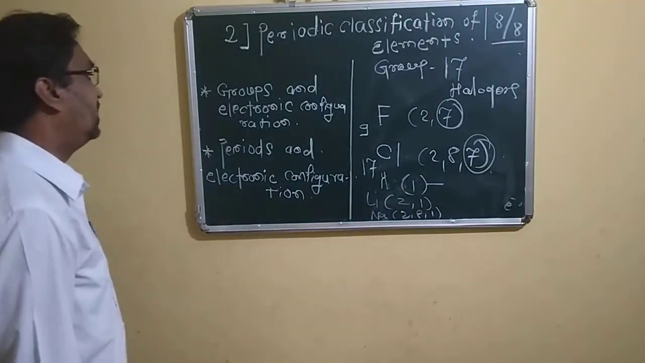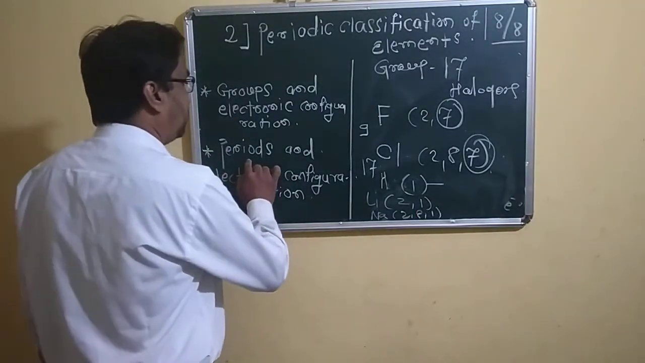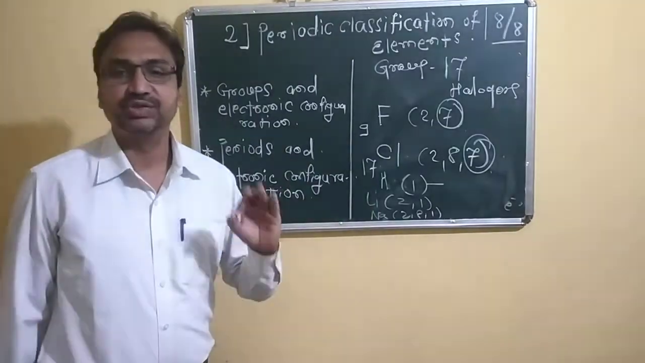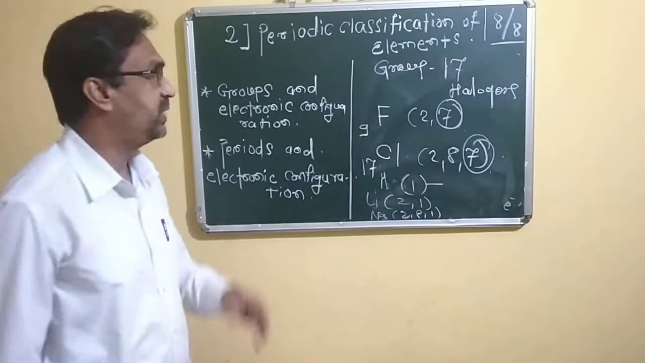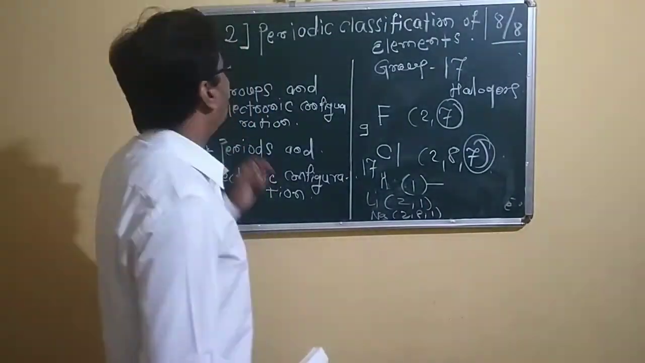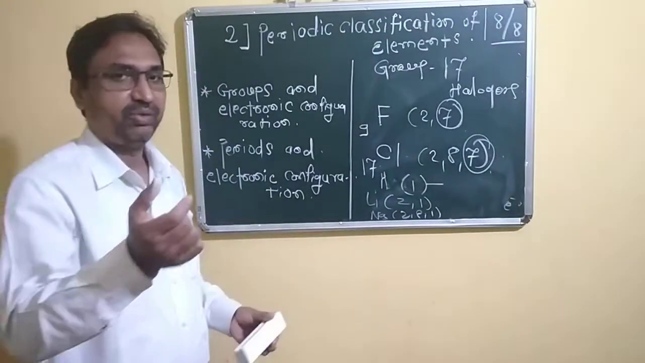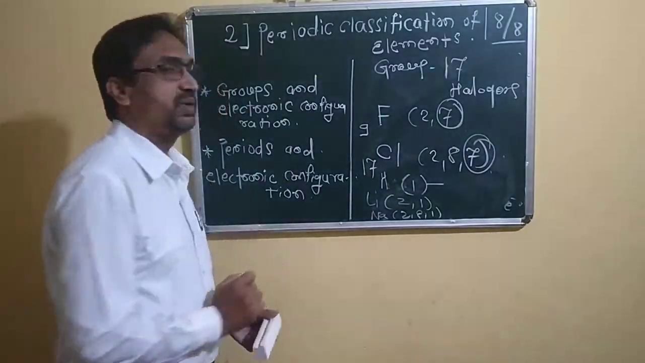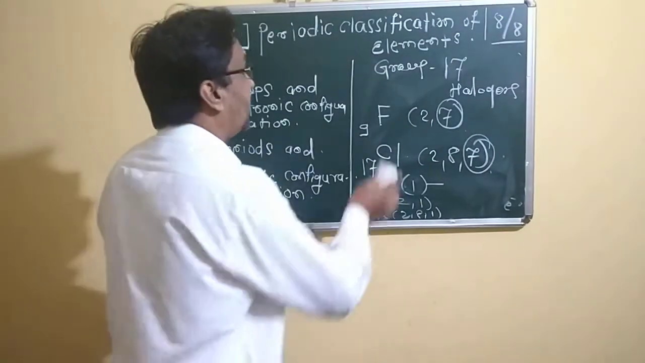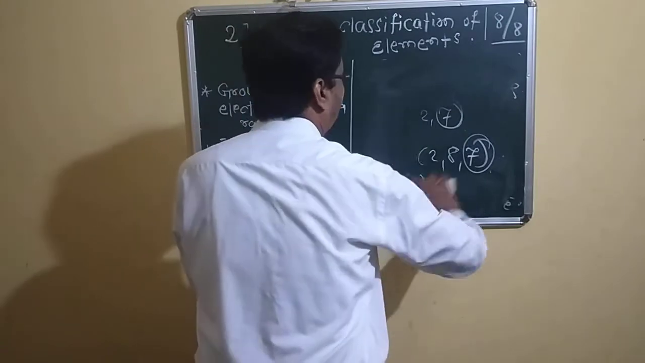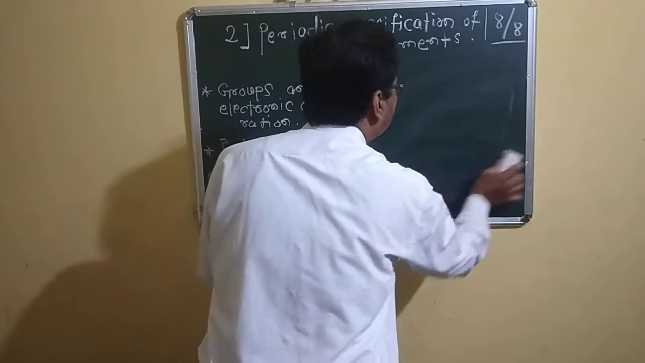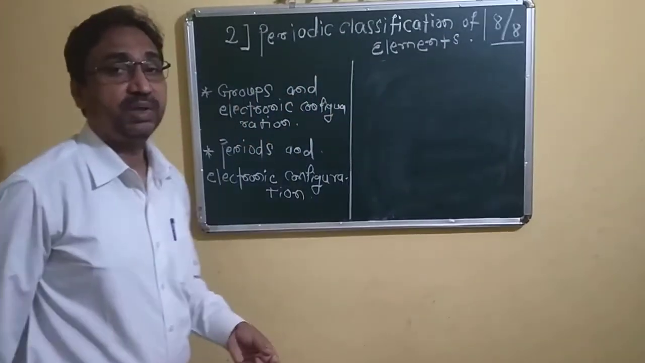Okay, after that we will discuss periods and electronic configurations. How electronic configuration is taking place in the period. We have studied electronic configuration as a specific point for groups and periods, because according to the electronic configuration we can find out the number of valence electrons, and according to this, most importantly, their properties can be determined.